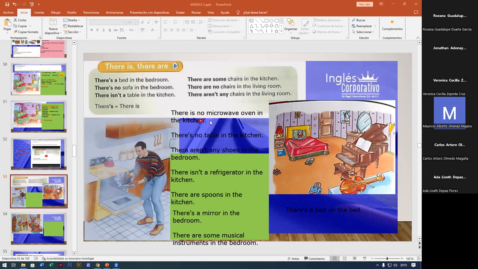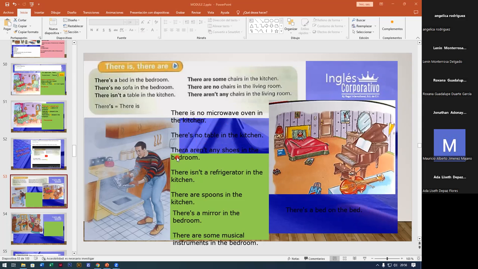Now, let's repeat these cases here. We got the first one. There is no microwave oven in the kitchen. Let's see, Carlos Arturo, repeat it, please. There is no microwave oven in the kitchen. Thank you. Mauricio, continue. There's no table in the kitchen. Mauricio, are you there? Veronica Cepeda? There's no table in the kitchen.